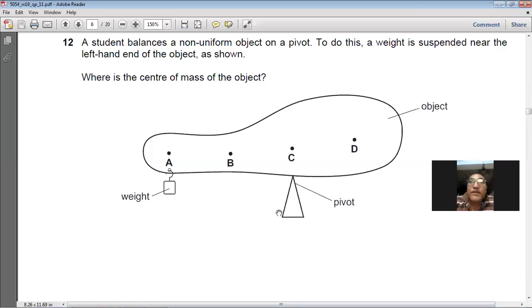Because the pivot is under C and you have put an extra weight here, it is trying to produce an anti-clockwise moment. To balance it, the weight of the object should act here, producing a clockwise moment. Because you have not hung any weight here, the weight of this whole object acts here. So D should be the center of mass of the object. D is the option. Question number 12, D is the right option.